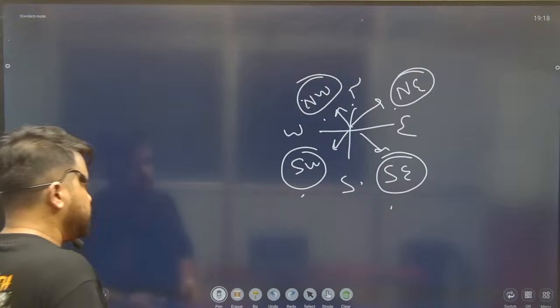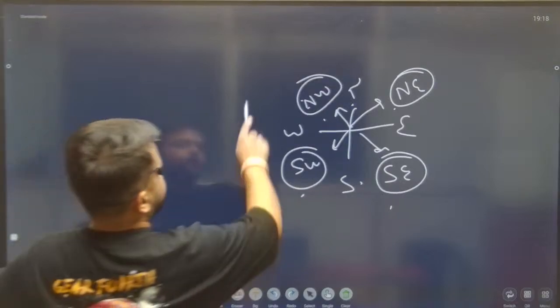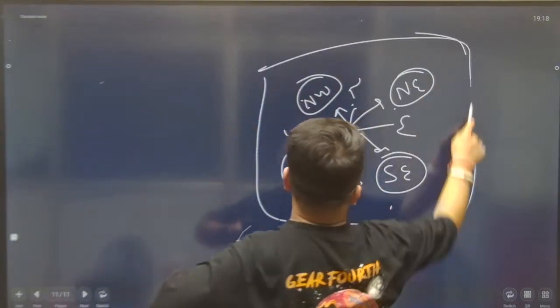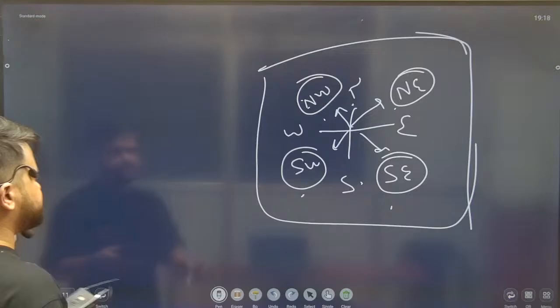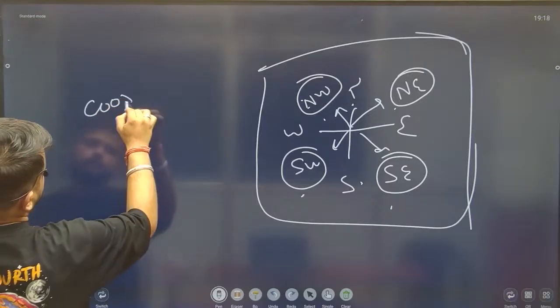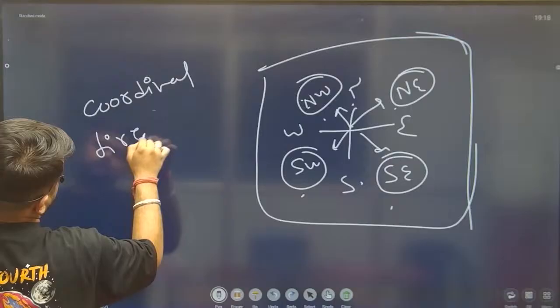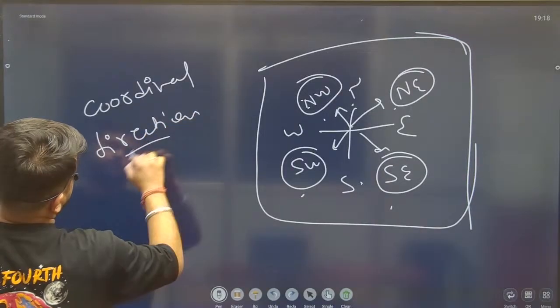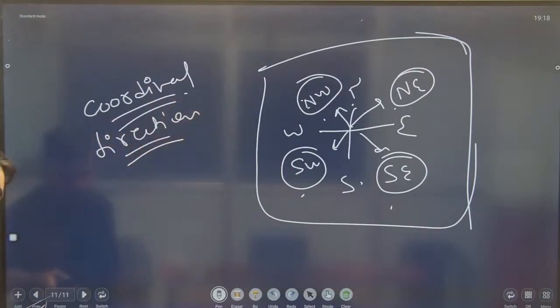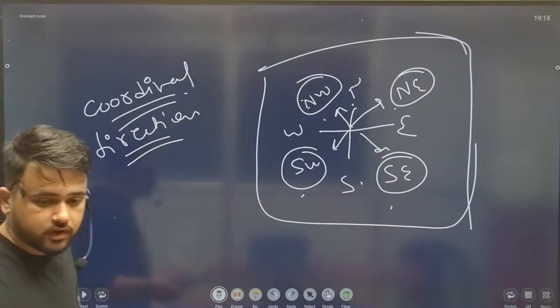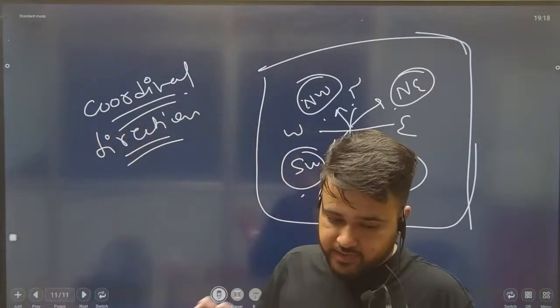Yes, guys. These are the 4 cardinal directions which we know. These directions are known as what? Cardinal direction. Getting my point?